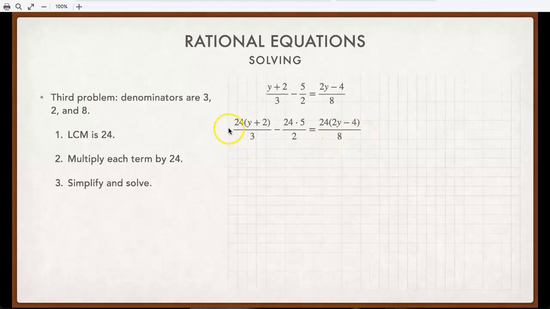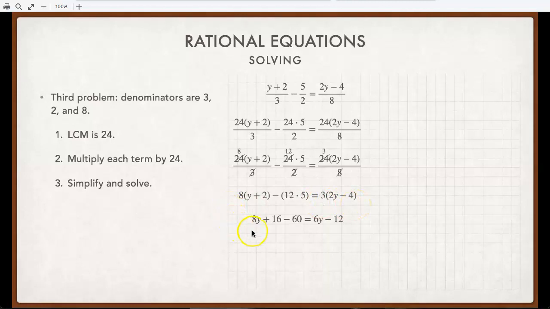Then we can simplify, so 24 divided by 3 will give us 8, 24 divided by 2 will give us 12, and 24 divided by 8 will give us 3. 8 times y plus 2 minus 12 times 5 equals 3 times 2y minus 4. Distribute: 8y plus 16 minus 12 times 5 is 60, and then we get 6y minus 12 here. Combine like terms, move the variables to the left and the constants to the right, and then divide. We get y is equal to 16.